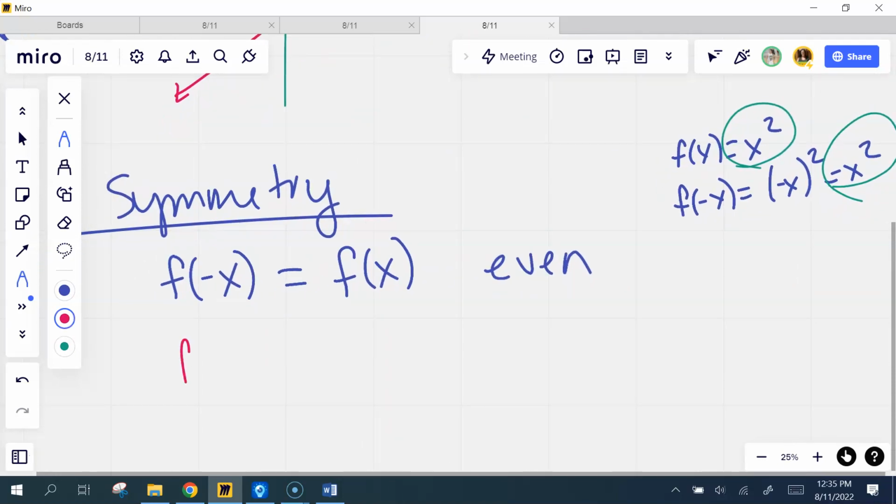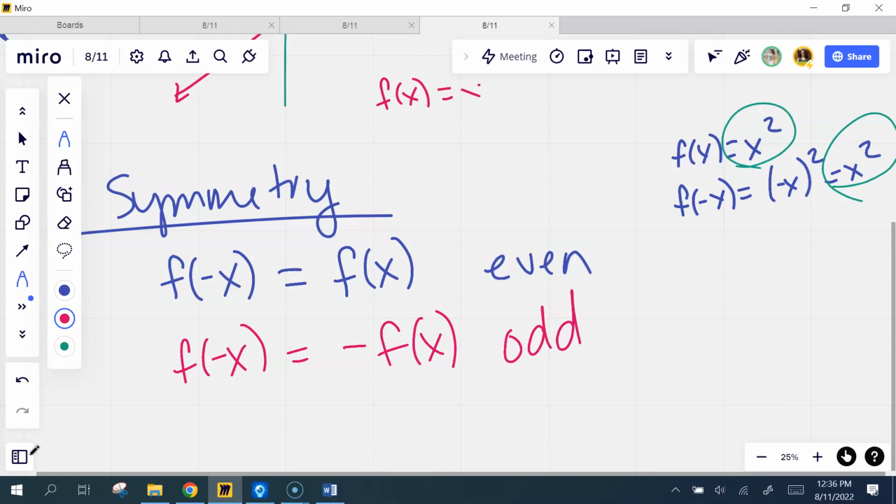Odd symmetry is if you plug in a negative and everything has the opposite sign whenever you simplify it. Everything is opposite means it's odd. And if neither one of those happens, then it's neither; it doesn't show symmetry. So do you see why algebraically f of x equals x is an odd function? Because f of negative x is negative x. These are opposite, so it's odd. Odd and rotational are the same.